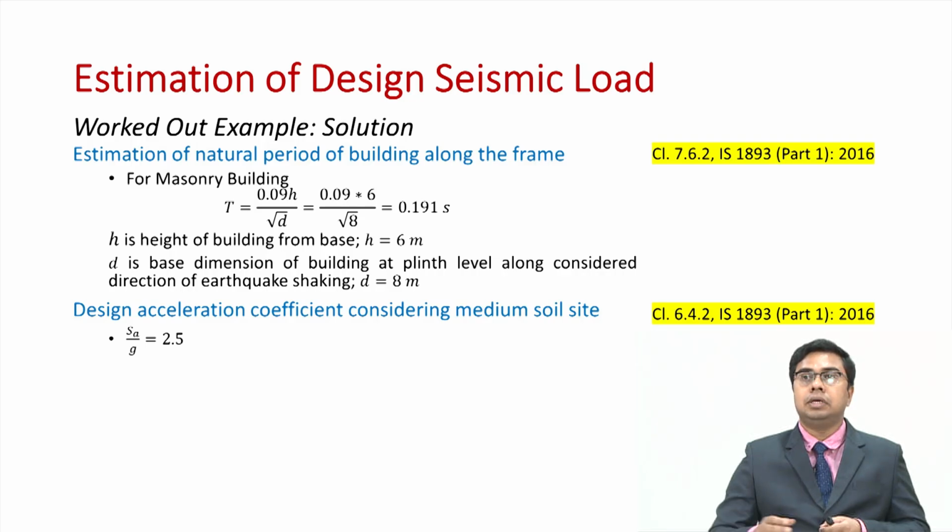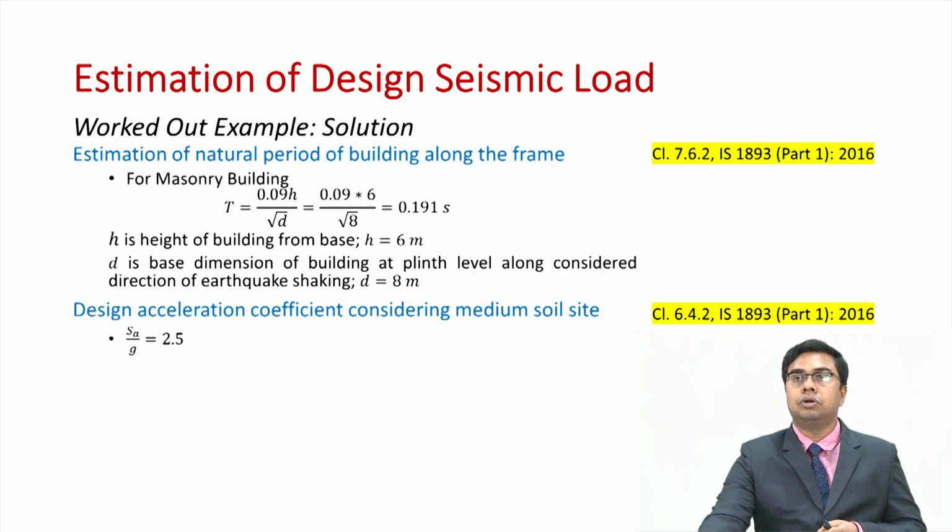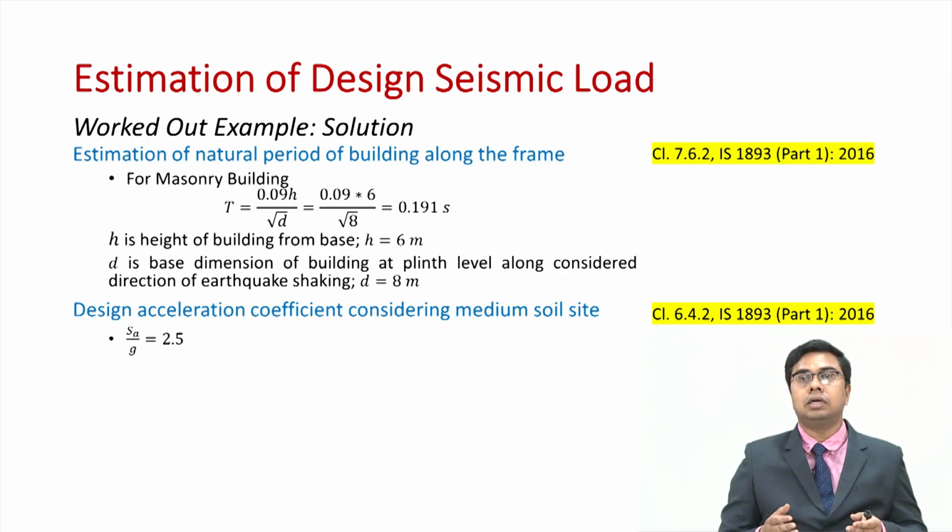So, in this case, based on IS 1893 part 1 2016, for a masonry building, the expression for fundamental natural period shall be T equals 0.09 h divided by square root of d. Here h is the height of building from the base level. Here every story is 3 meters high. So, the total height of the building from base is 6 meters.